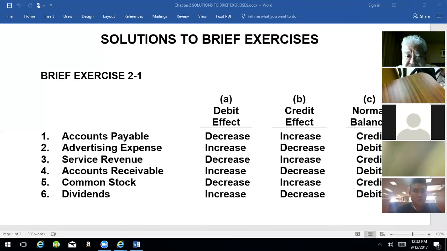And again, remember we said these assets and liabilities and equity and revenue and expense all have a natural or normal balance, and that's listed in column C. So, any questions on that?